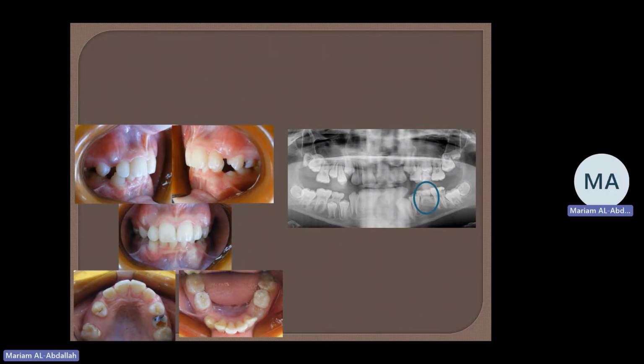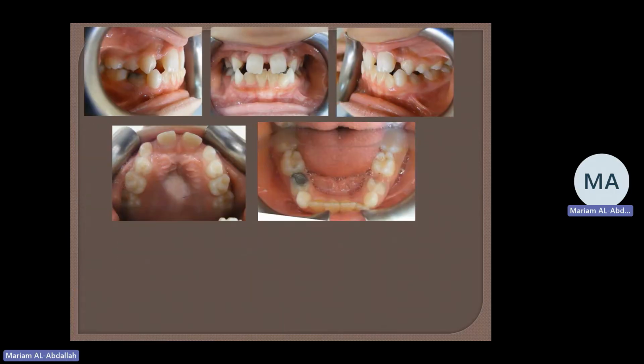So we take a radiograph and the first thing we notice is a congenitally missing 5. So this is a contraindication. We don't go through serial extraction. If extraction, then it has to be under the supervision of the orthodontist.